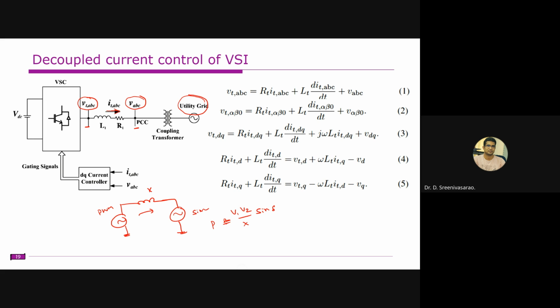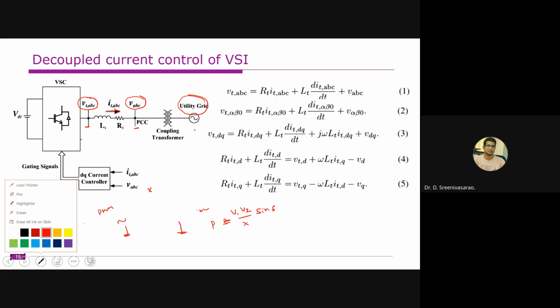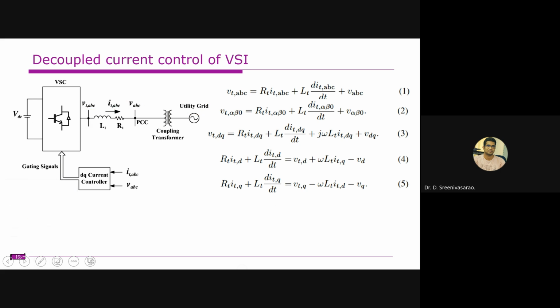Similarly, between the inverter and the grid voltages, we need to maintain a phase shift. How much phase shift we need to maintain depends on how much power you are injecting into the grid or drawing from the grid. So these two are in parallel, but the power control can be done by changing the angle difference between the inverter and the grid.